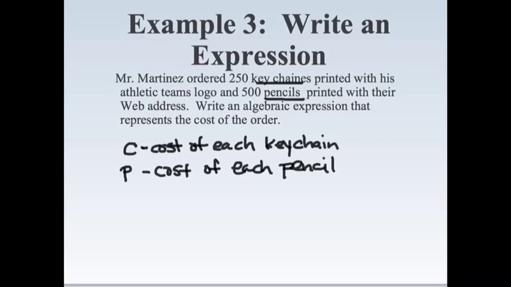If each keychain costs C dollars, then it's going to be 250 times C plus 500 times P, where P is the cost of each pencil. And this is the expression we're looking for.